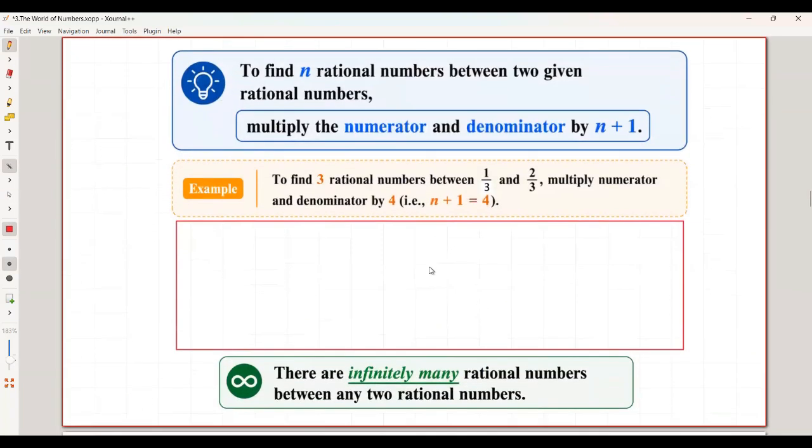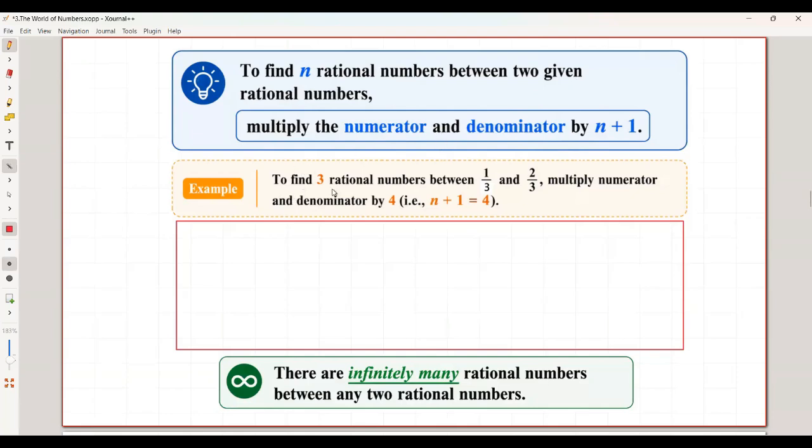The next method is making the denominators the same. To find n rational numbers between two rational numbers, if the denominators are the same, multiply the numerator and denominator by n plus 1, that means the next number.